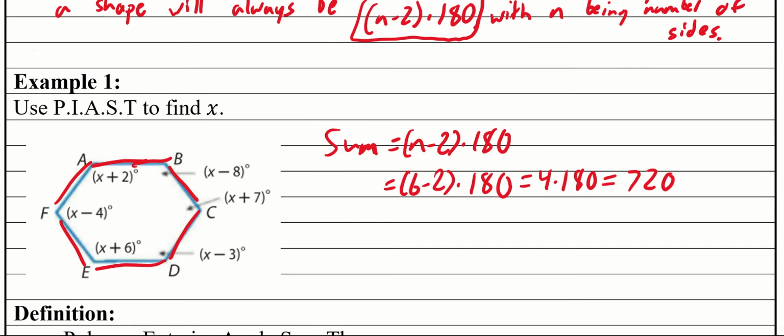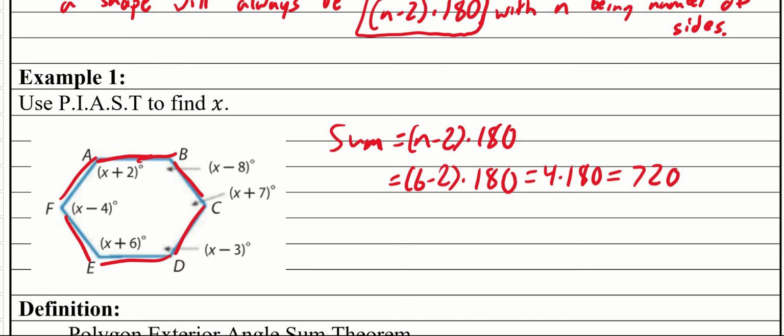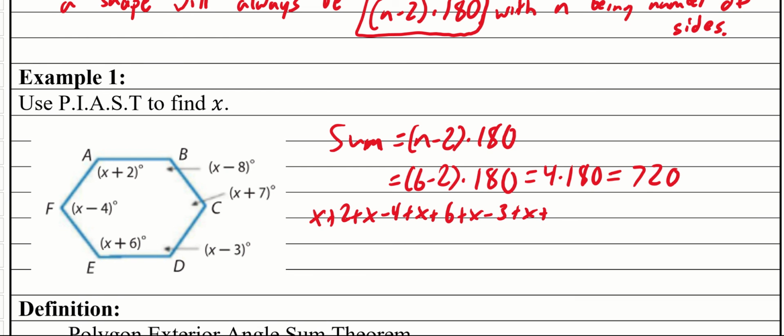Now that I have that number, we're going to solve this just like we would with triangles. We take all of our angles, add them up and set them equal to that number. So I have all my angles here. I'm just going to go around the edges and get each angle. So x plus 2, x minus 4, x plus 6, and so on, including all 6 angles here, plus x minus 8, all equals 720. If I did this correctly, I should have 6 different expressions here. And I do have 6 different expressions.